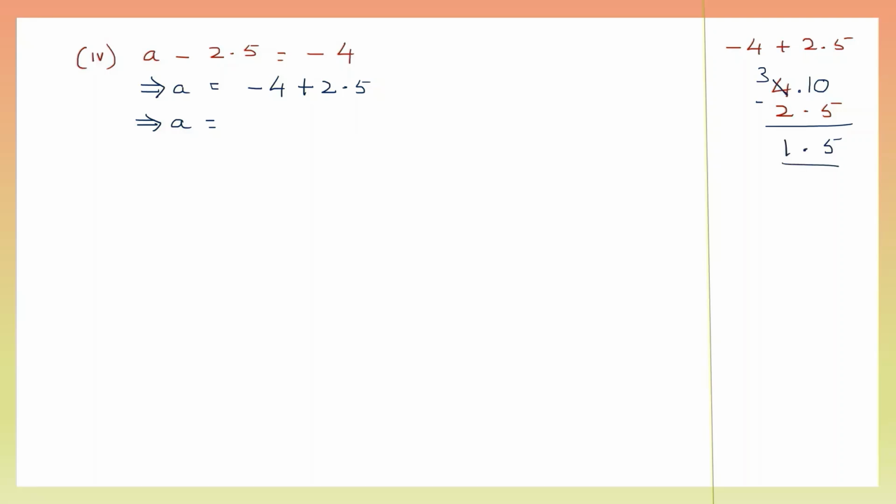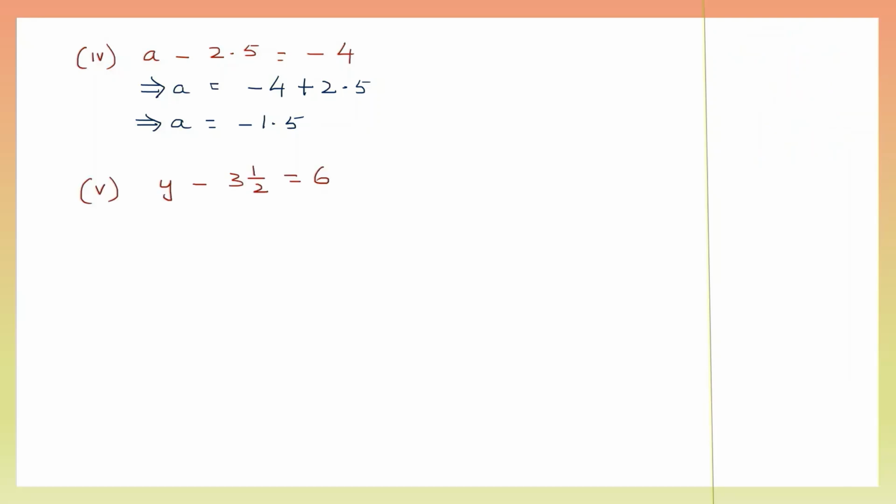Now go back to the question. We have a minus sign and a plus sign. When signs are different, put the sign of the bigger number. So this is minus 1.5. The value of A is minus 1.5.